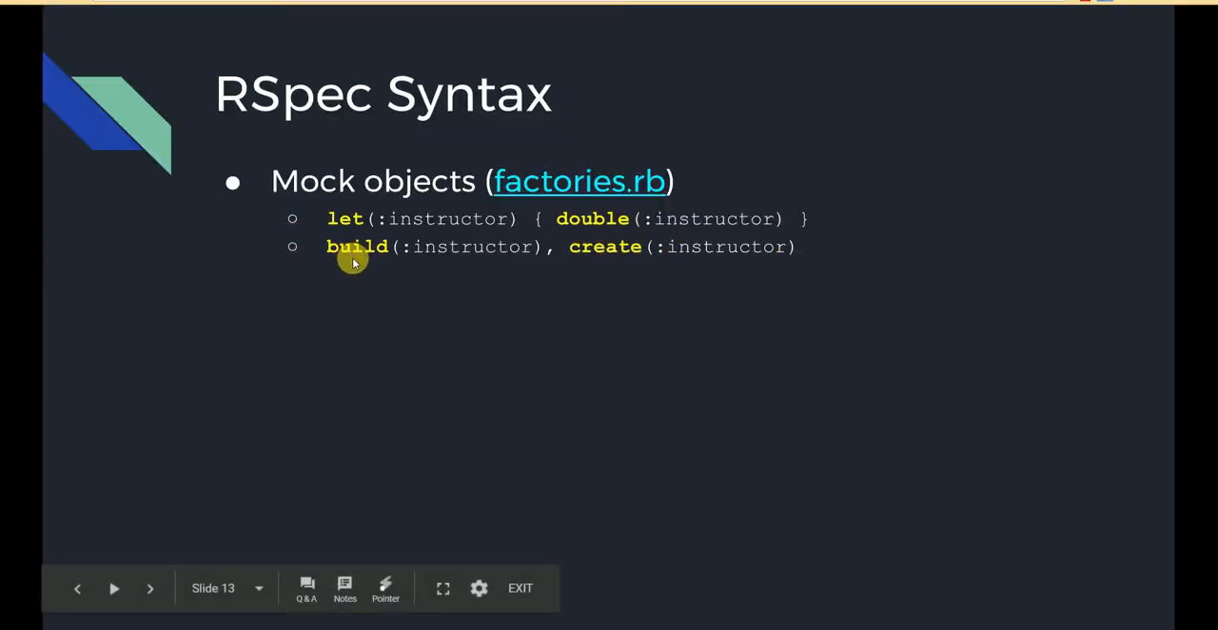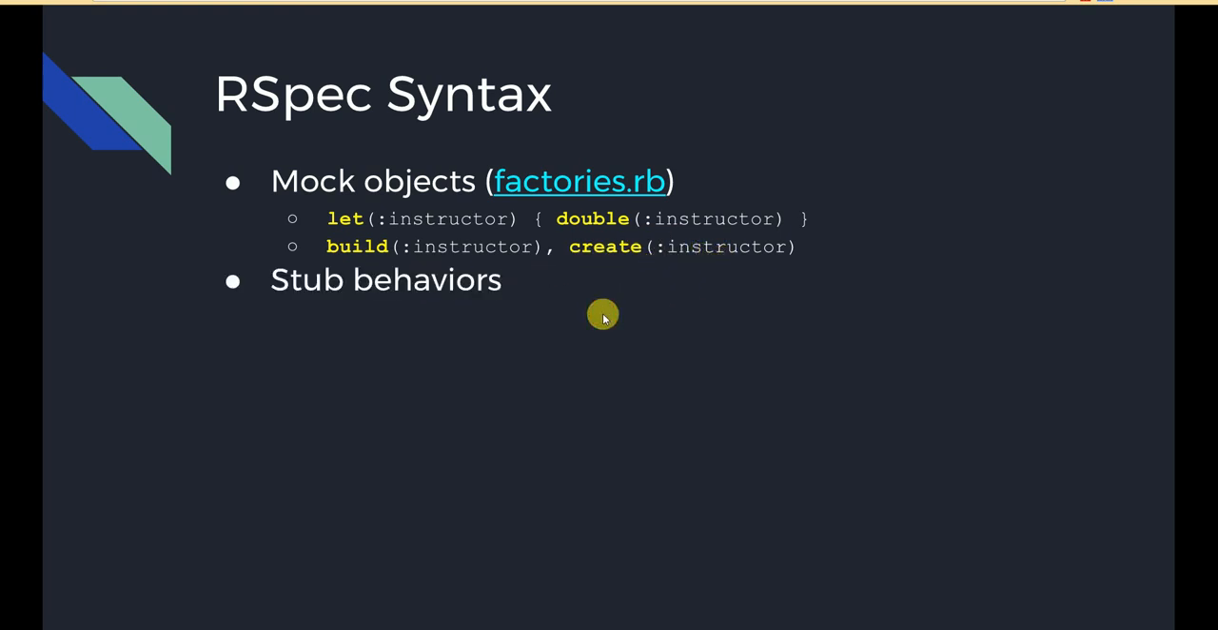The difference between build and create is that when you build an object, you just store the object in memory. When you create it, you store it in the database. So basically, create will be a little bit slower than build. The database I mean here is a test database.